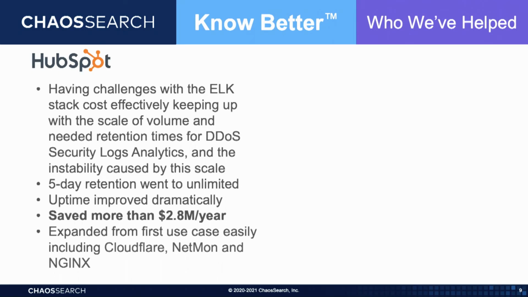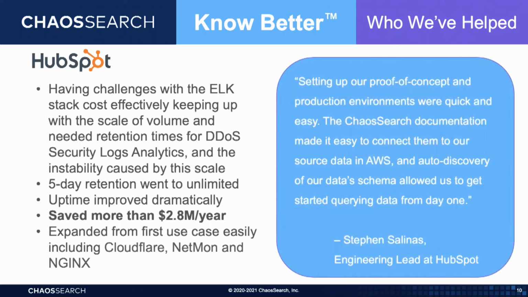And they expanded from the first use case, easily adding over a weekend, just add another use case. They started with Cloudflare, Netmon, Nginx. They're able to add things very quickly. In fact, I couldn't have a better quote from Steven, who runs the environment. "Setting up a proof of concept and production environments were quick and easy. The ChaosSearch documentation made it easy to connect it to our data, and auto-discovery of our data schemas allowed us to get started querying data from day one." From day one, it's easy to get this value.